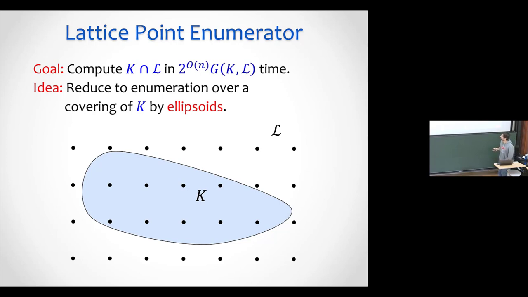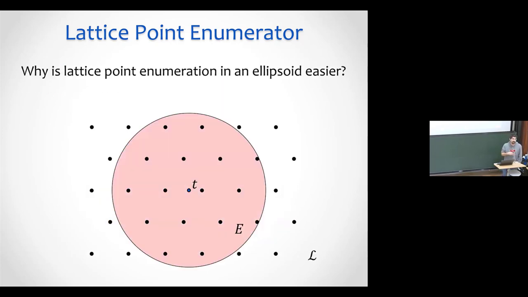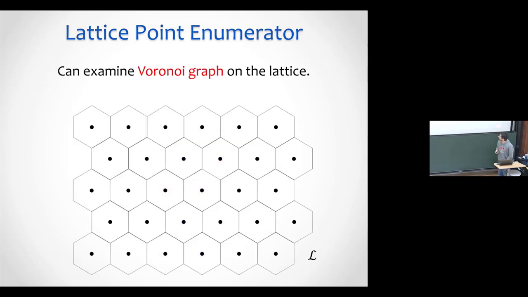Let me first start with why it's kind of magical that it's easier to enumerate lattice points inside an ellipsoid. Because ellipsoids are just linear transformations of a ball, I can really assume that my ellipsoid is just the ball, and I change the lattice to adjust for it. So here's a ball, centered at t, and I would like to compute all of these lattice points. Here's an idea that was, to some extent, implicit in work on Voronoi cell algorithms.